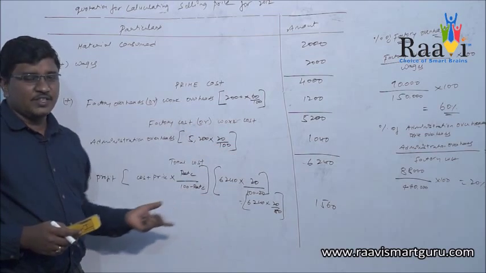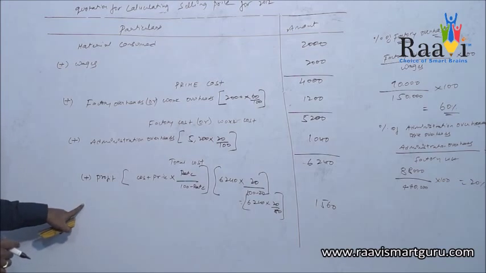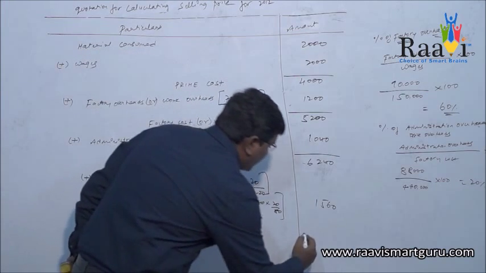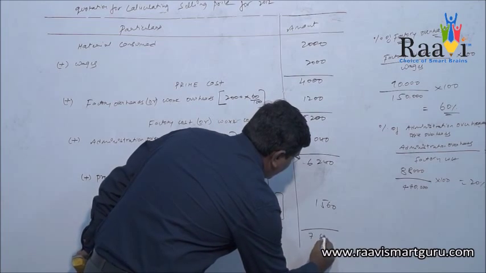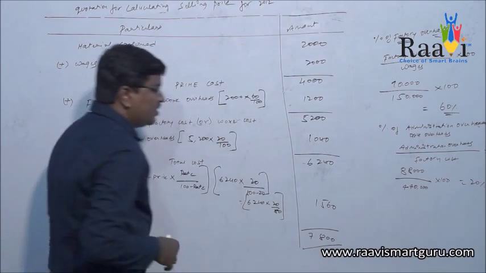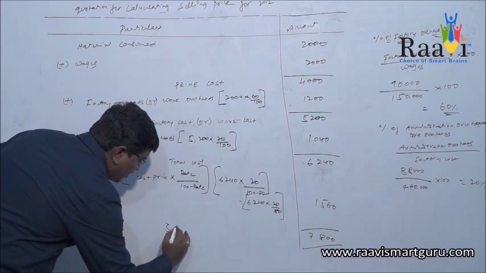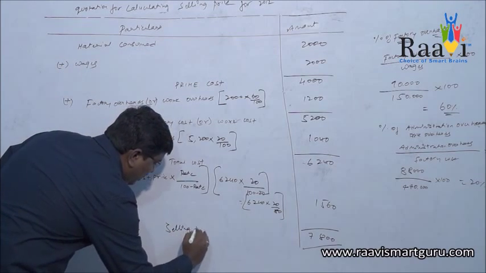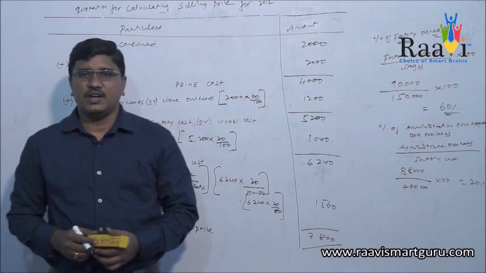So we will be adding this profit value to the total cost, that is 6240 plus 1560. You will be getting a value of 7800, and this 7800 should be considered as selling price.